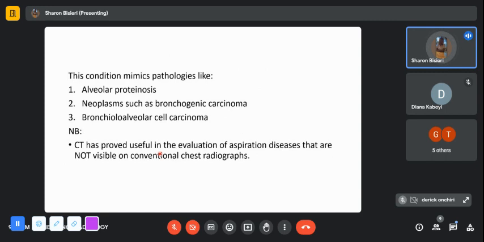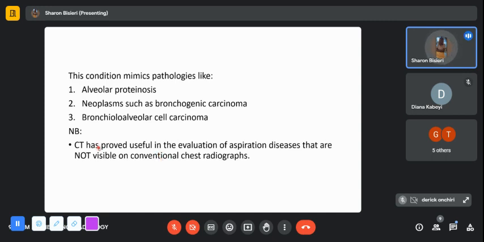So aspiration pneumonia, the features tend to mimic other pathologies like alveolar proteinosis, neoplasms like bronchogenic carcinomas and bronchoalveolar cell carcinomas. So it's really important to have a history and high index of suspicion that will point you either towards thinking about aspiration pneumonia or these other alternative pathologies.